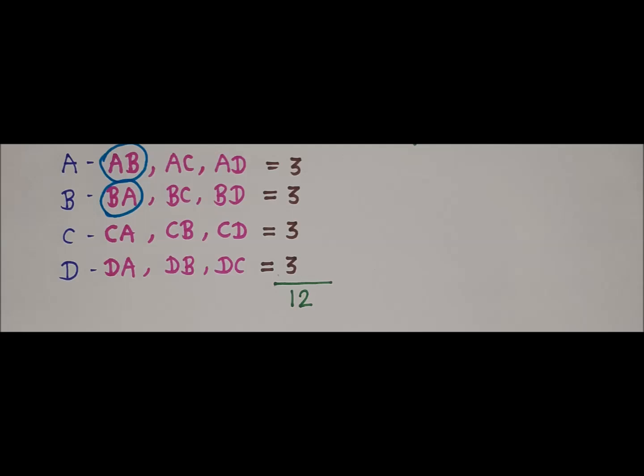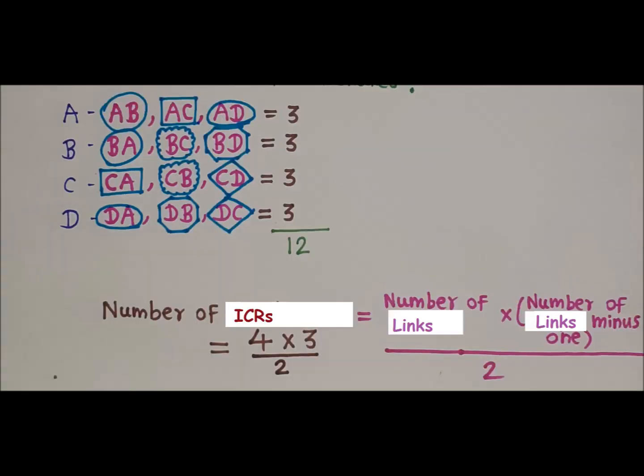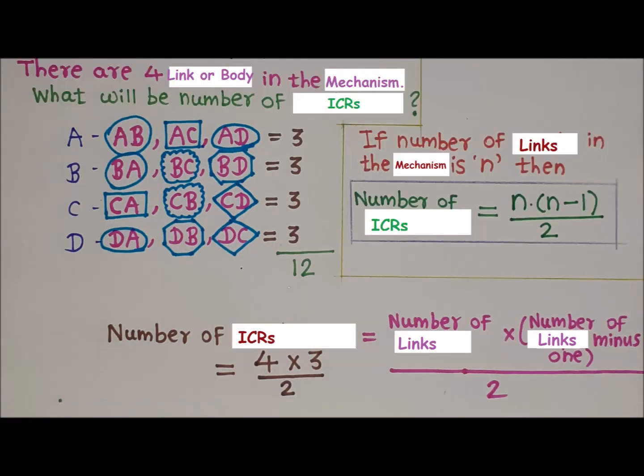Same ICRs are highlighted by the same symbol around them. Here we can notice every ICR is repeated, therefore number of ICRs will be equal to 4 into 3 divided by 2. That is, number of ICRs will be equal to number of links into number of links minus 1 divided by 2. If there are n number of links in the mechanism, then number of ICRs will be equal to n into n minus 1 divided by 2.